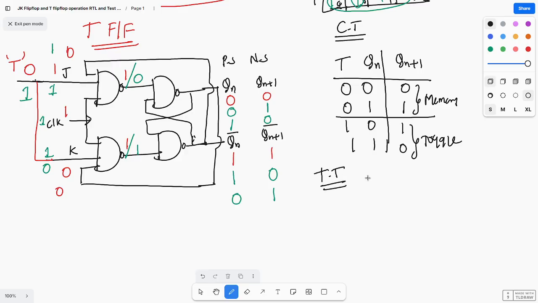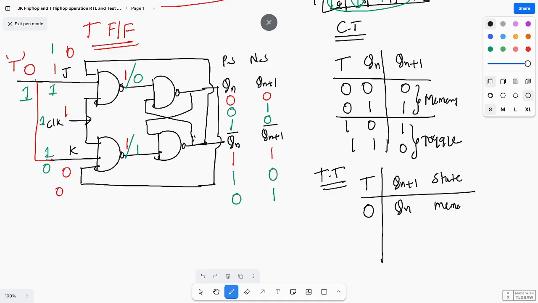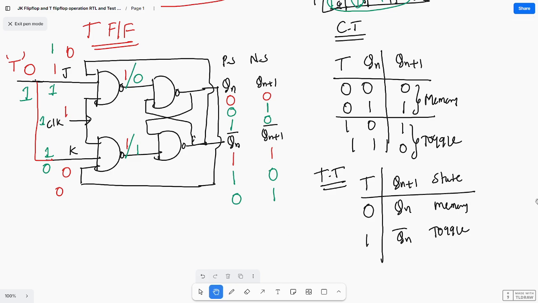What is the truth table? T, Qn plus 1, and state. Here, for 0 it is Qn, which is the memory state. For 1 it is Qn bar, which is the toggle state. Next I need to draw the excitation table.